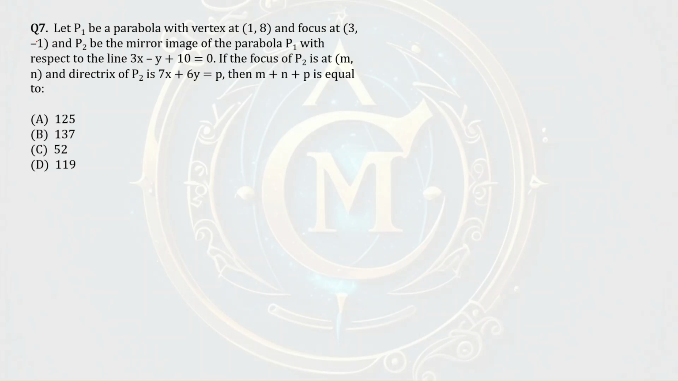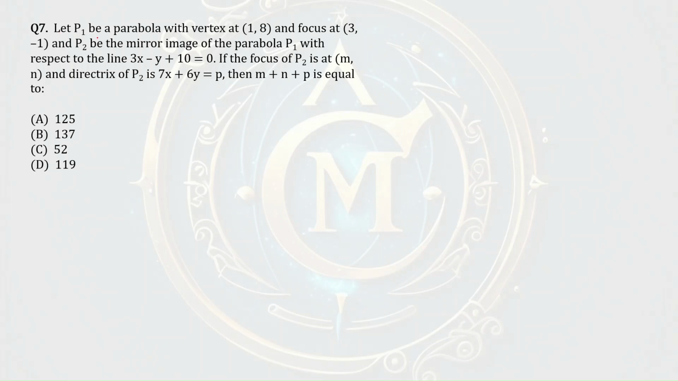This is the 7th question of this mock paper. Let P1 be a parabola with vertex at (1, 8) and focus at (3, -1), and P2 be the mirror image of the parabola P1 with respect to this line. If the focus of P2 is at (m, n) and the directrix of P2 is 7x + 6y = p, then m + n + p is equal to, and 4 options are given.